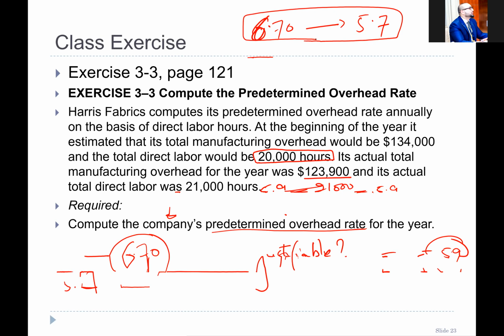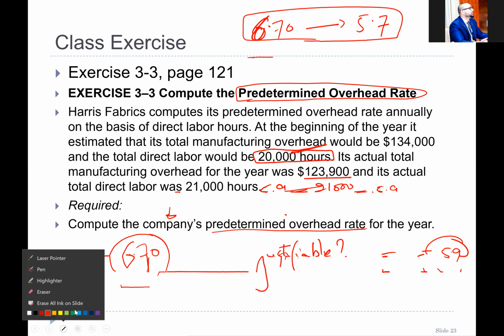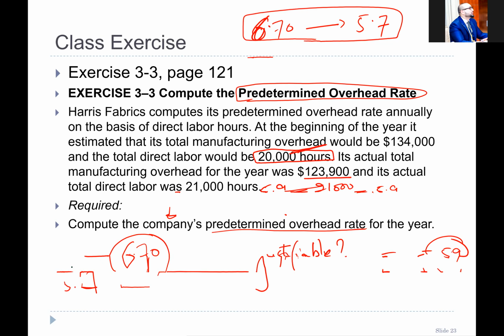Right? So yeah. The reason why we find out the predetermined overhead rate is because we can plan better, right? And our planning was based on 20,000 hours, right? This is a very small point, but a very critical point. Please pay 100% of your attention. So this 6.7 is based on 20,000, while this 5.7 is based on.